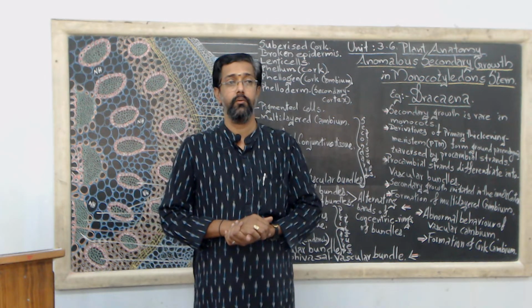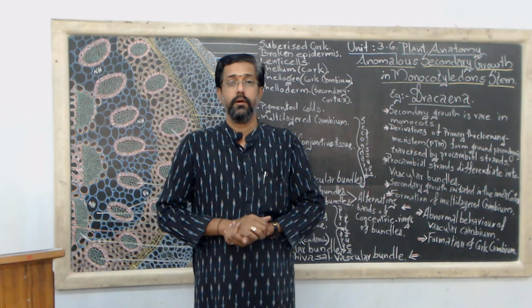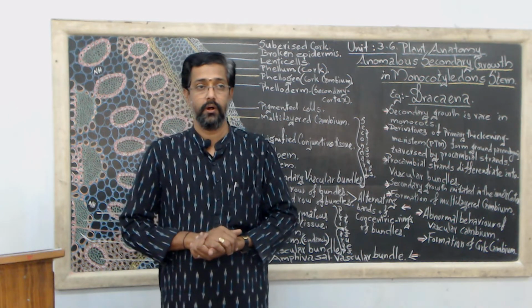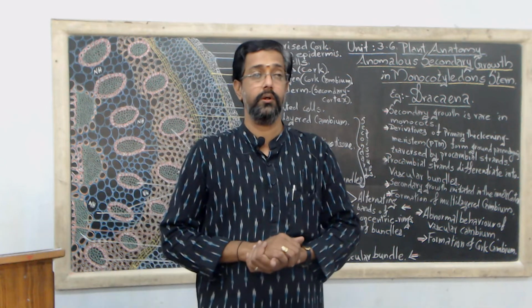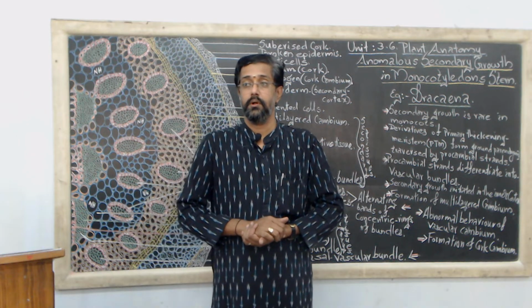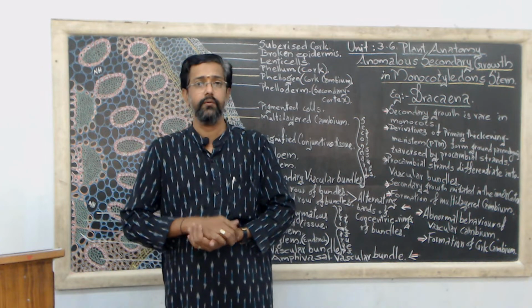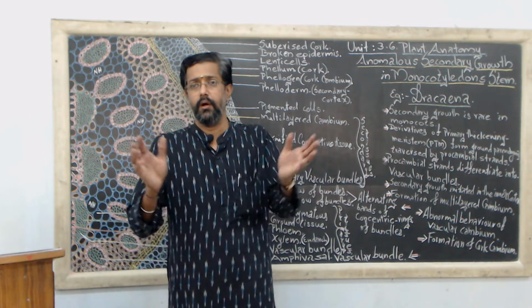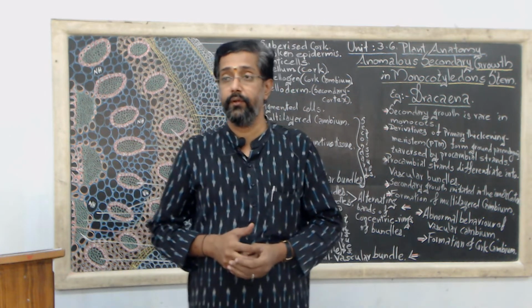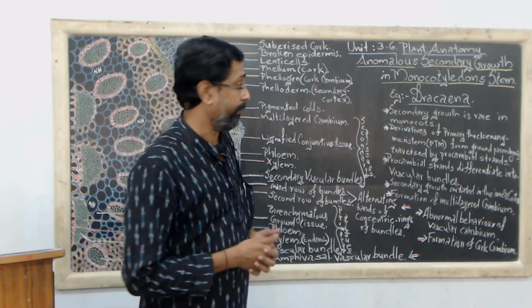So the morpho-anatomical features in a normal dicot stem showing secondary thickening are changed or altered, as in some of the members coming under dicotyledonous plants, and this is commonly called the anomalous or abnormal behavior of secondary thickening due to the abnormal behavior of vascular cambium.